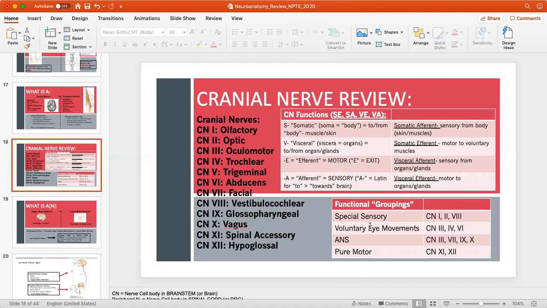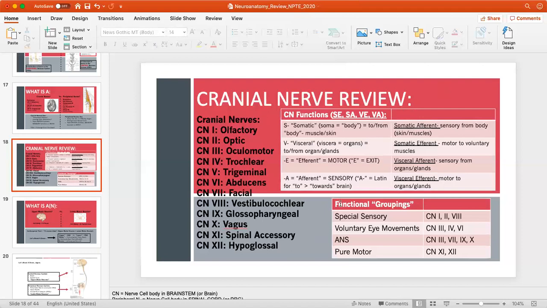Or you can have afferent information or sensory information from an organ or from muscle. And so sensory information from muscle or sensory information from an organ. And those are going to make up the four different options or components of these different cranial nerves. So depending on the cranial nerve, it's going to have different functions.